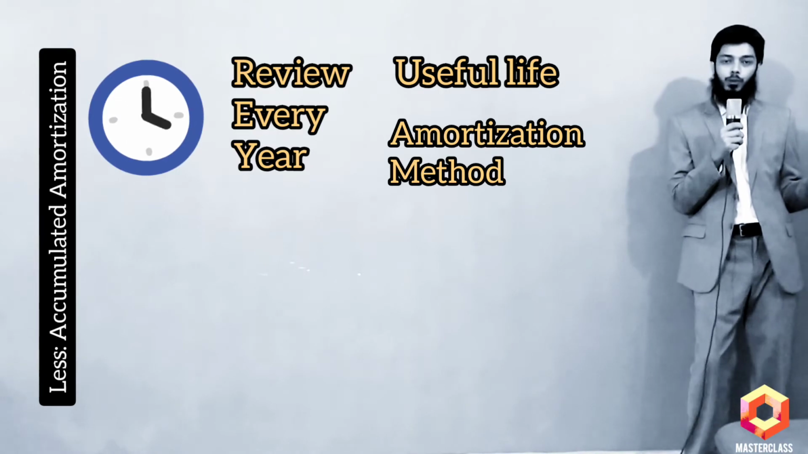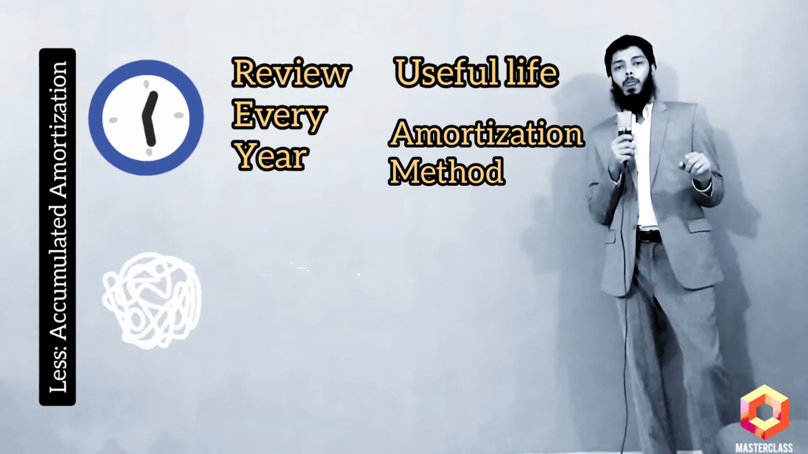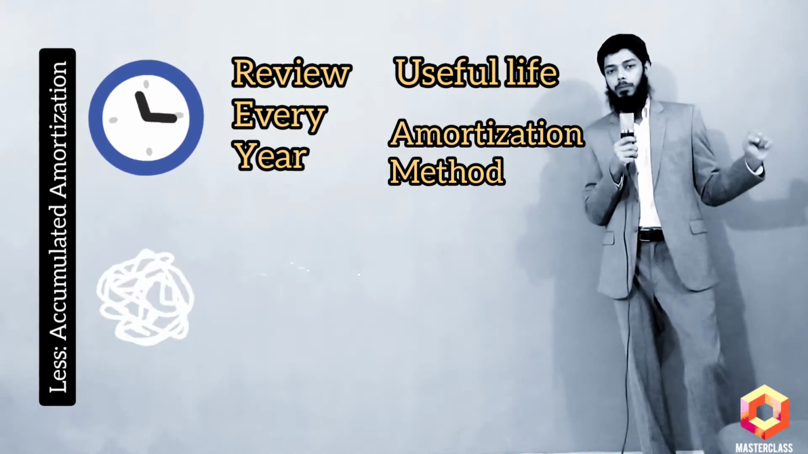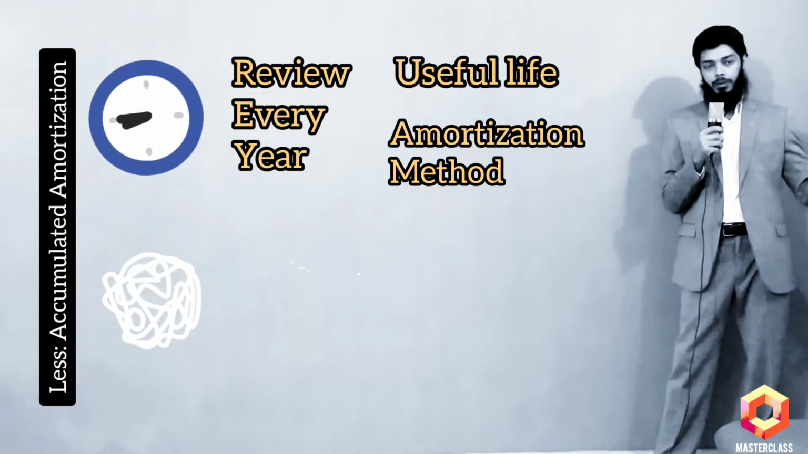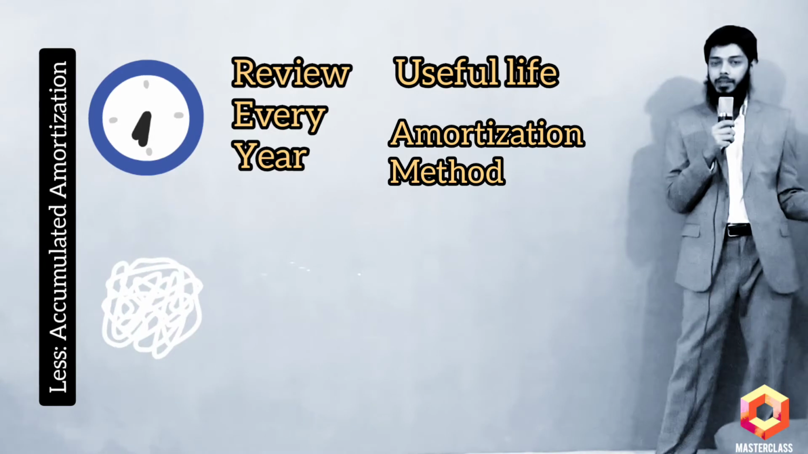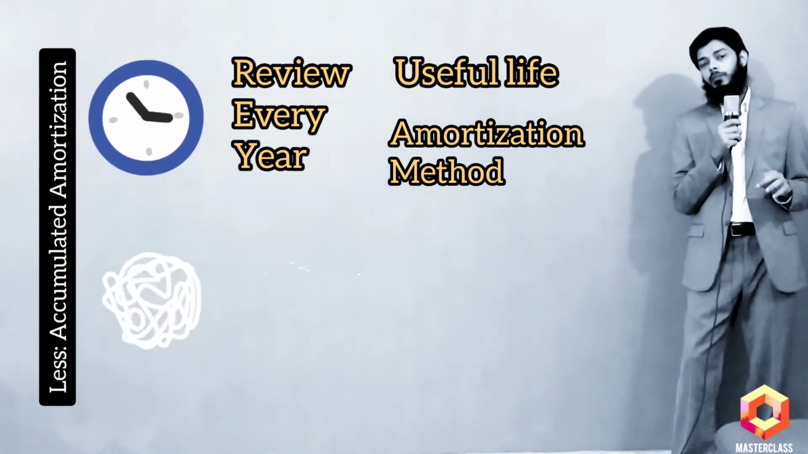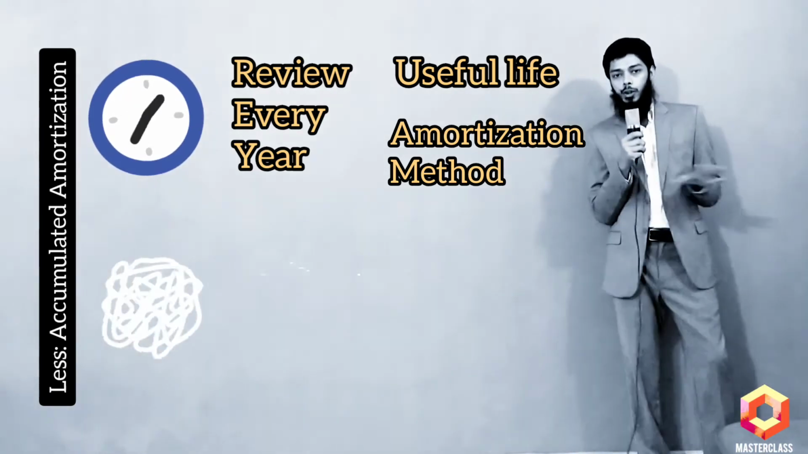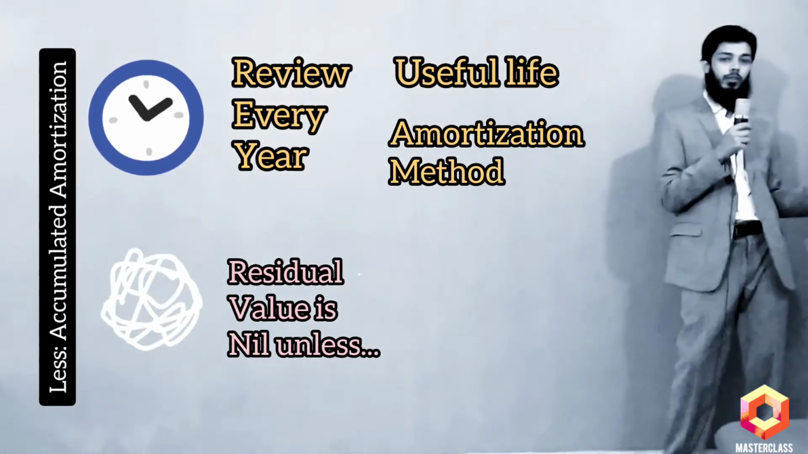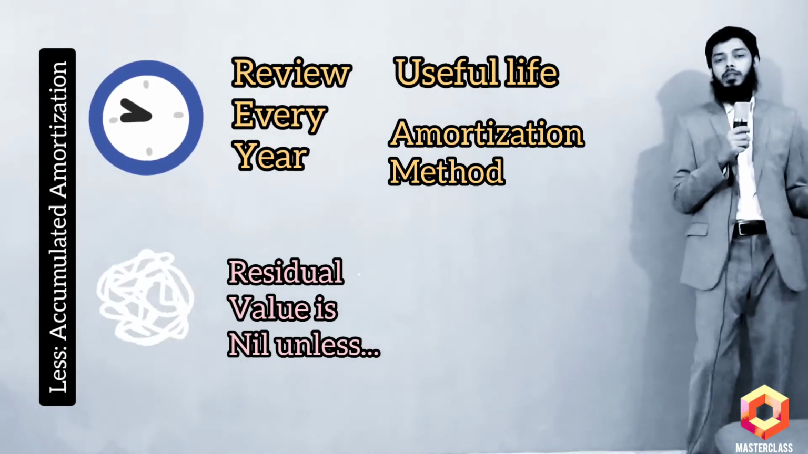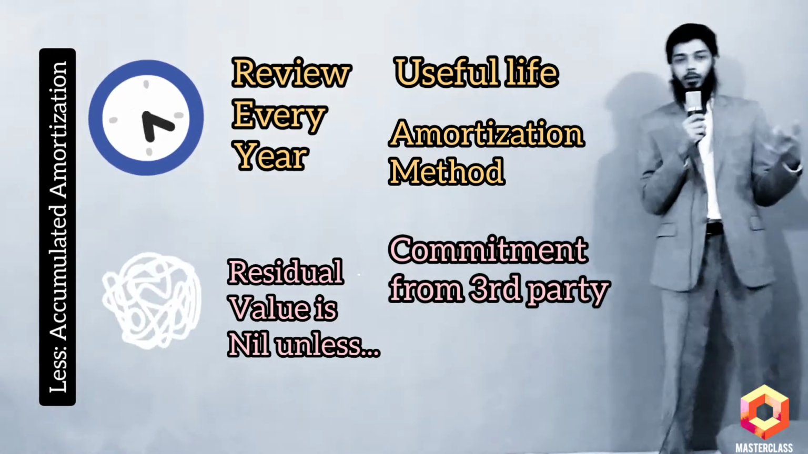The second difference has to do with the residual value of the intangible asset. Unlike property, plant, and equipment, which can be sold at the end of the useful life because there are scrap markets or second-hand markets, in the case of an intangible asset, active markets are very unlikely. That's why the standard says that the residual value you would use would be nil unless the following conditions are fulfilled. The first condition is that someone should have promised to purchase it at the end of the useful life. If that is the case, you can use that residual value.